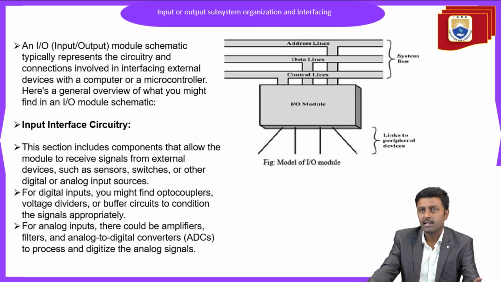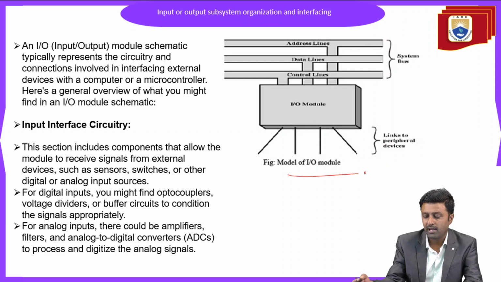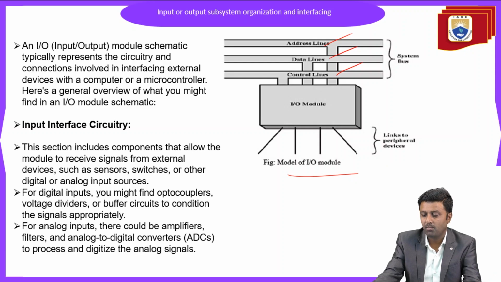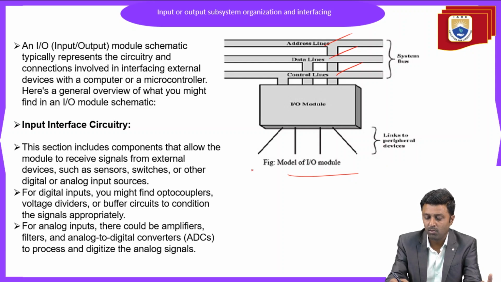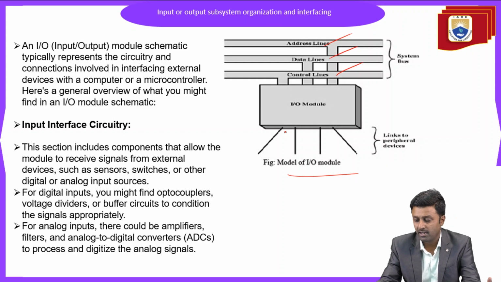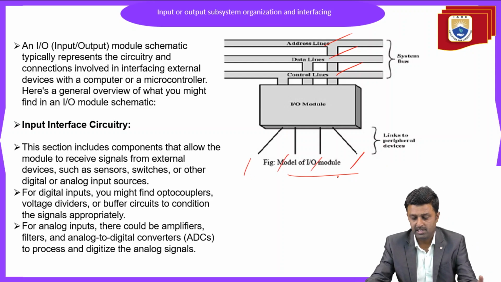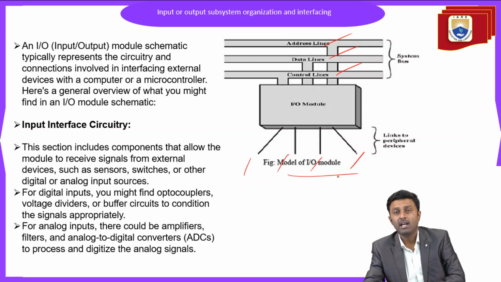We can see in this the model for the IO device. It consists of the address lines for sending the addresses, the data lines, and the control lines, which are used to send the control signals to start or stop the operation. In the IO model, the different peripherals will be connected with the help of all these things. This is a circuitry which shows the input interface circuitry.